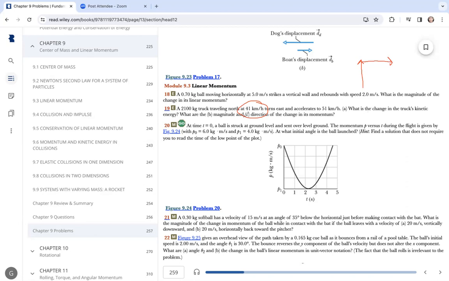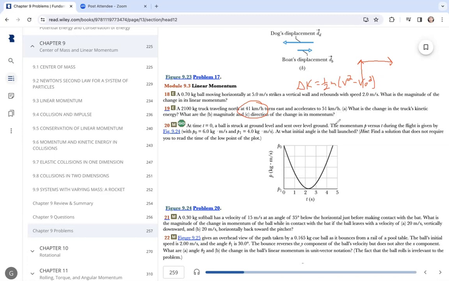So notice we're going to have to convert these values to meters per second, probably, or do some sort of conversion along the way. So the change in the kinetic energy, delta K, is just 1/2 m (v squared minus v initial squared). Okay, but what is the change in its momentum?